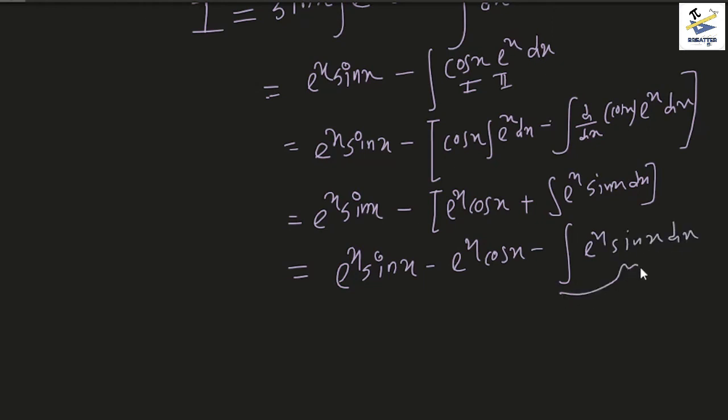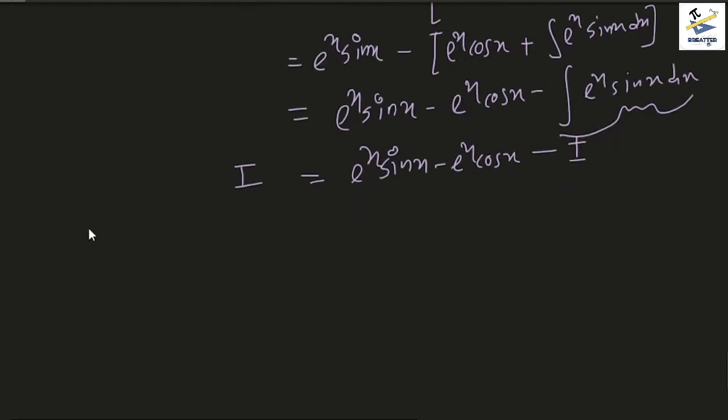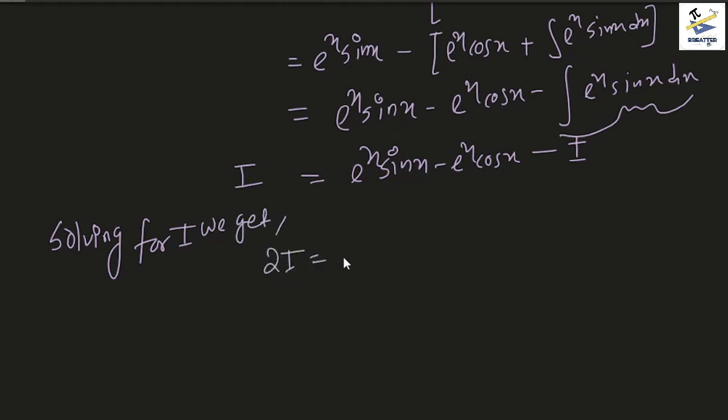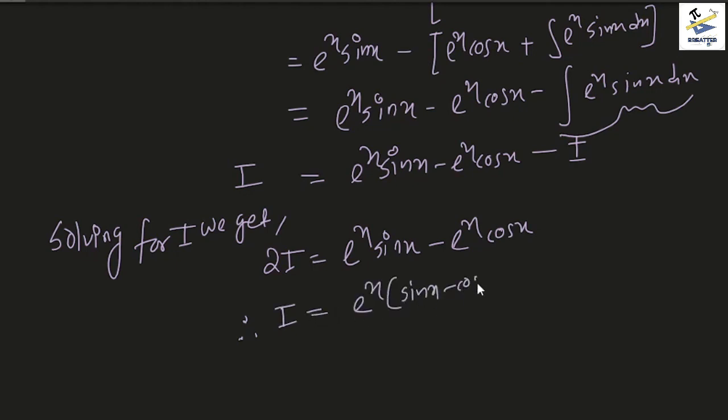But notice that this is the integral that we started with, right? So this is denoted by I. So this becomes e to the power x sin x minus e to the power x cos x minus I, and on the left hand side we have I. So solving for I, we get 2I equals e to the power x sin x minus e to the power x cos x. Therefore I is equal to e to the power x, whole into (sin x minus cos x), by 2, plus c, which is the answer.